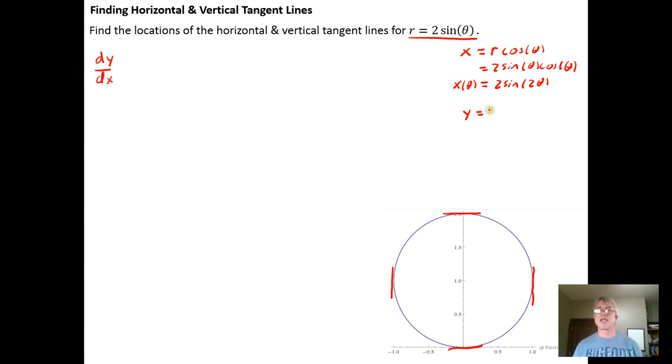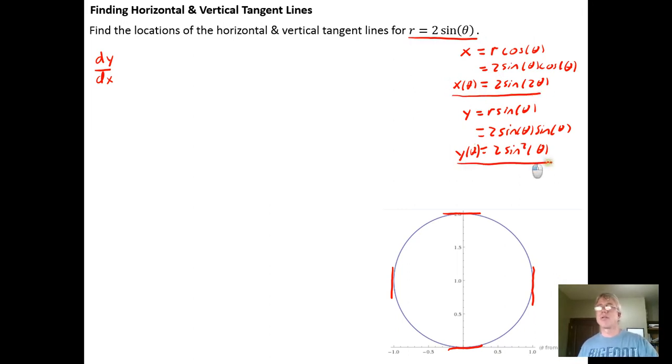We know that y equals r times the sine of theta, but r is the same as 2 sine theta, so we replace r with 2 sine theta times the sine theta that we already have. It's going to equal 2 times the sine squared of theta. So now we have parameterized x and parameterized y coordinates for our polar equation r equals 2 sine theta.